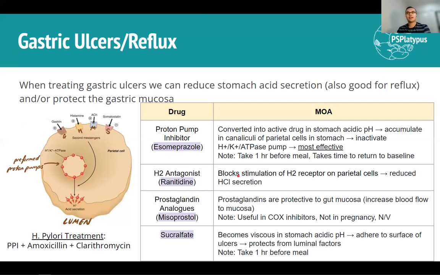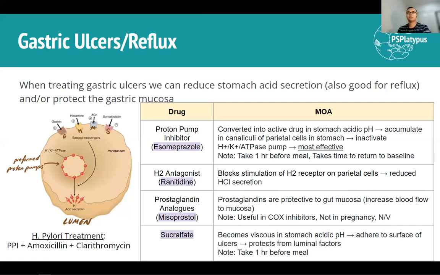You also have prostaglandin analogs, and these work more so to protect the gut mucosa. And the way they work is by increasing blood flow to the gut mucosa. And so they're especially useful when it comes to COX inhibitors, because if you remember COX inhibitors like aspirin, one of the side effects that they have is they inhibit prostaglandin production, and in doing so, reduce the protection of the gut mucosa and make it more prone to ulceration, which is why when you're using NSAIDs like aspirin, you have the risk of causing gastric ulcers. And so prostaglandins like misoprostol can help reduce that side effect.